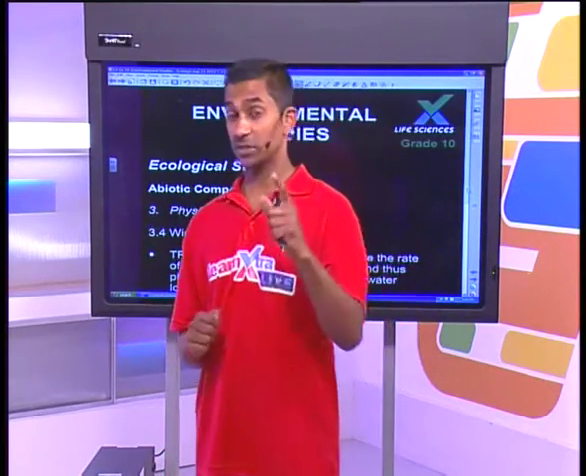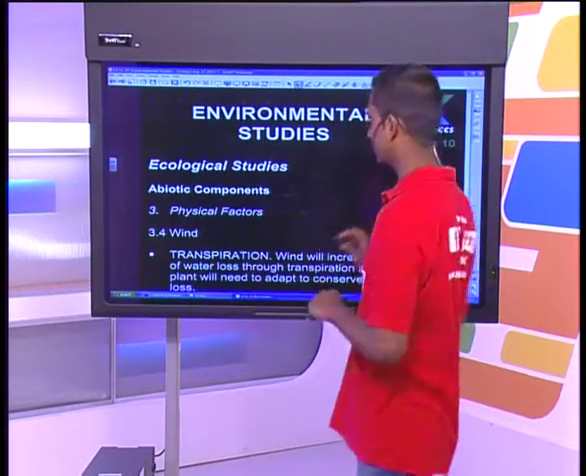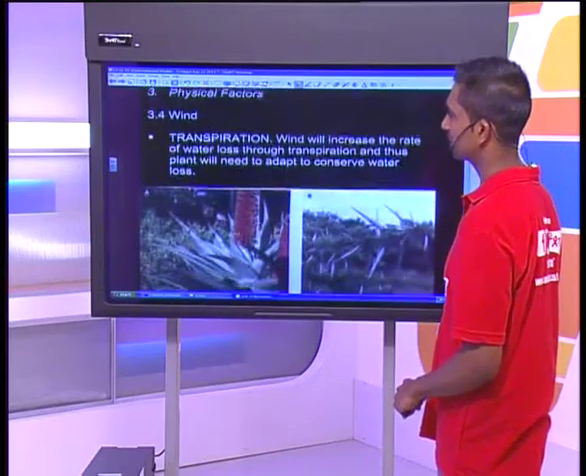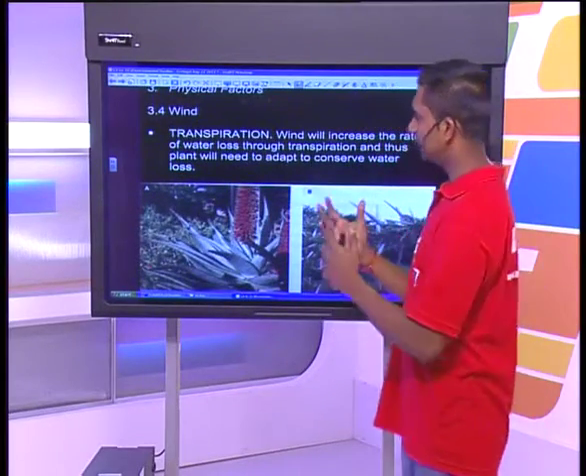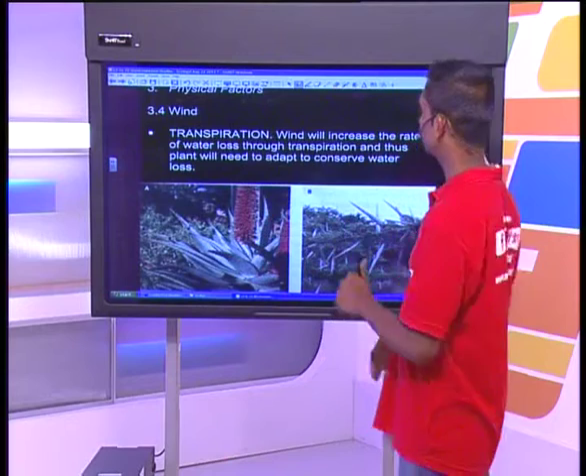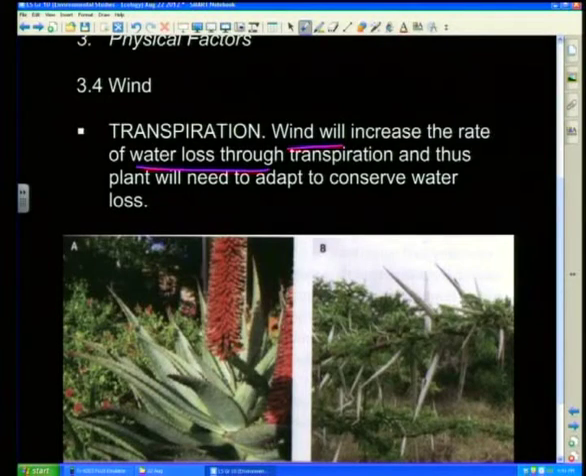Let's go back to the concepts of transpiration, and we'll continue with the effect of wind and how wind influences transpiration. Okay, so we're still with the abiotic factors, and we're looking at the physical factors, and next we look at wind and how wind influences the environment. We just looked at a simulation of what transpiration did. We saw that factors like heat, temperature, wind, sunlight all would influence the rate at which plants would lose water. So wind will increase the rate of water loss through transpiration, and thus plants will need to adapt to conserve water.